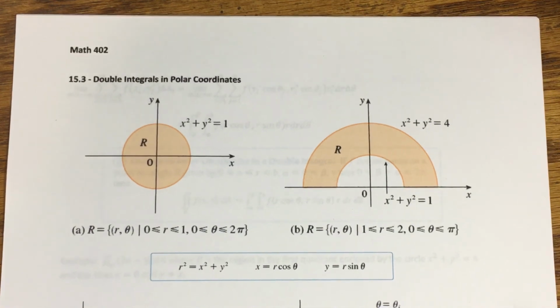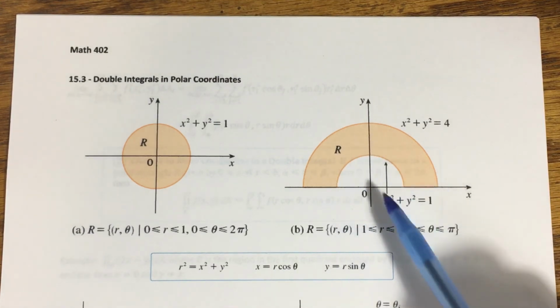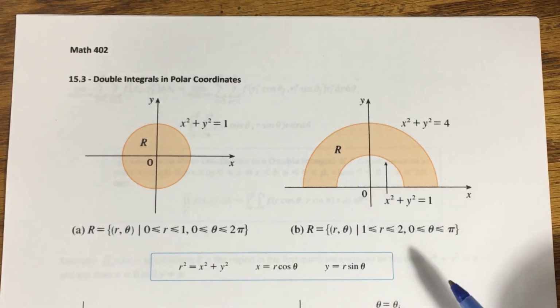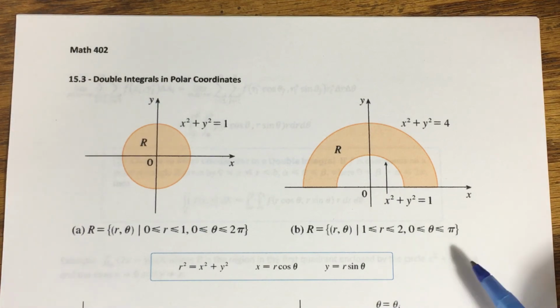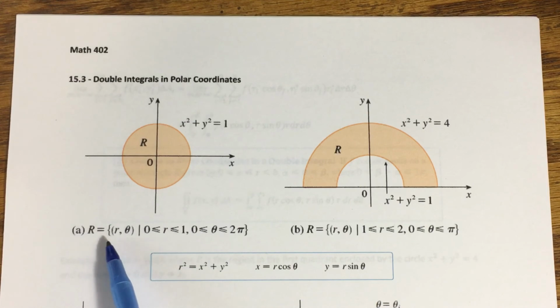So as we've been doing throughout sections 15.2 and 15.1, when we talk about a region that we want to integrate over, we first figure out what that region looks like as a set. And where the sets are going to differ in this section is that instead of having sets where the points are expressed in terms of x, y, the points are going to be in polar form, r, theta.